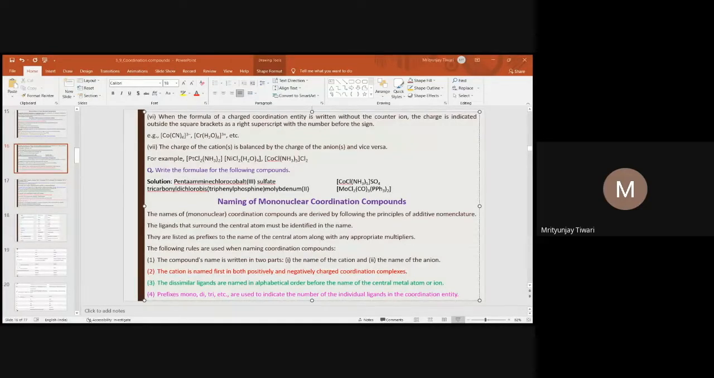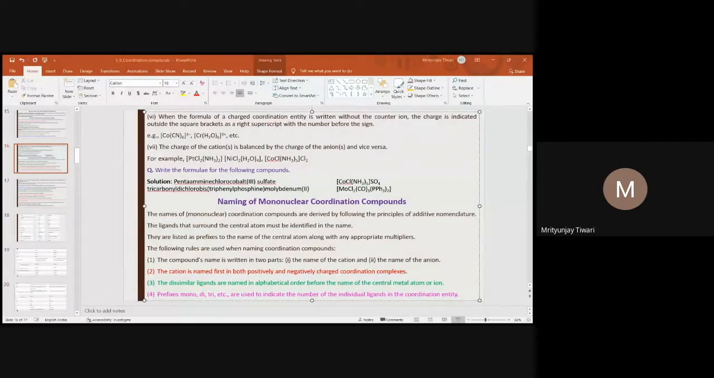The one common rule, as we see also in the case of normal ionic compounds, is that the name of the cation is always written first, and then the name of the anion is written. So the compound's name is written in two parts. If there is a counter ion, cation or anion, then the cation is always named first and then the name of the anion will be given. And suppose a cation here is just a normal ion, it is not a coordination entity or positive coordination entity, as you see in this case.